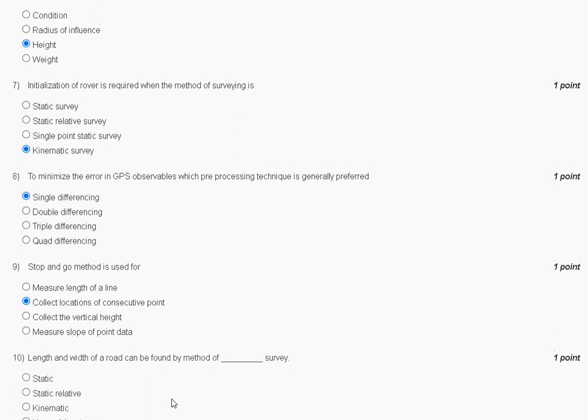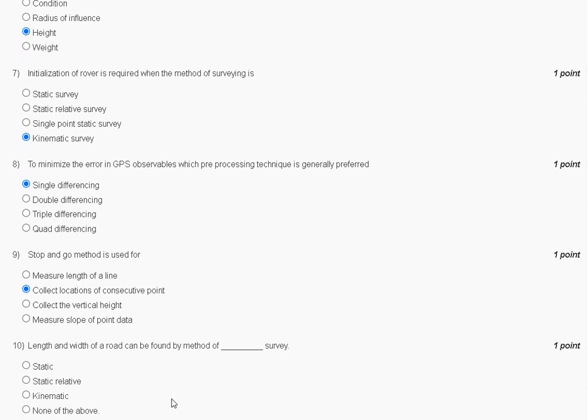Question number 10. Length and width of a road can be found by method of dash survey. The correct answer is option D, none of the above. I have some doubt in this question number 10, so please take care.